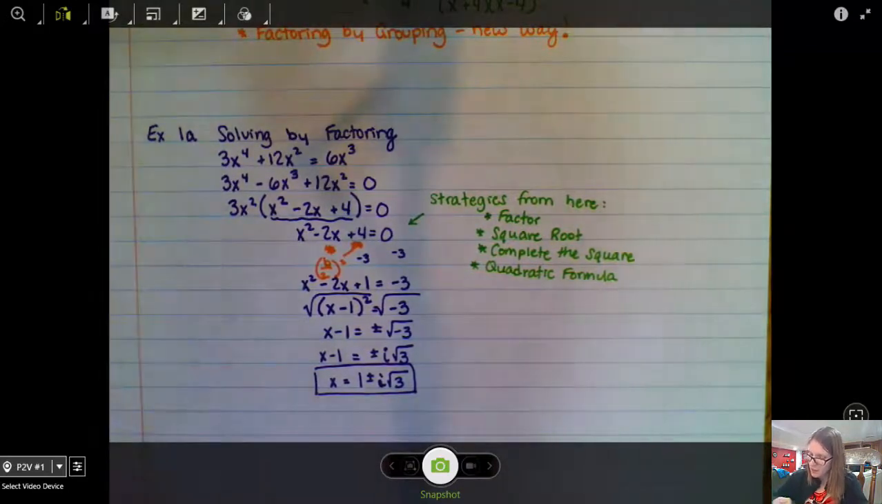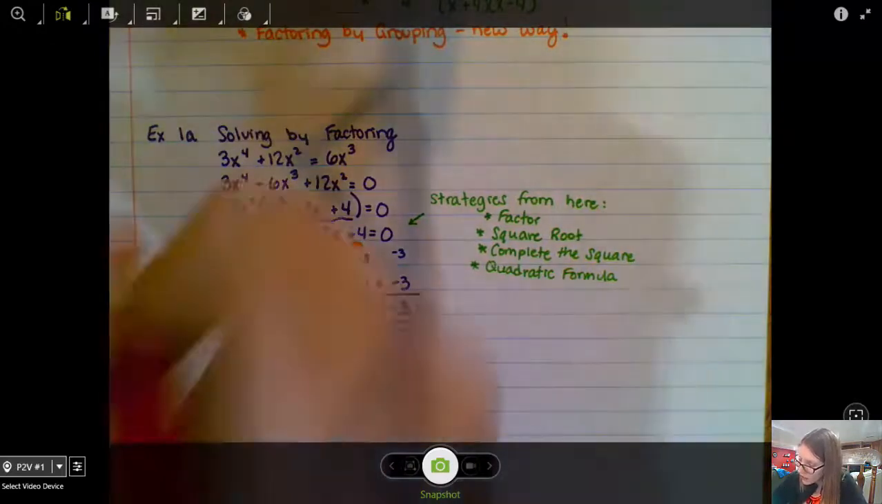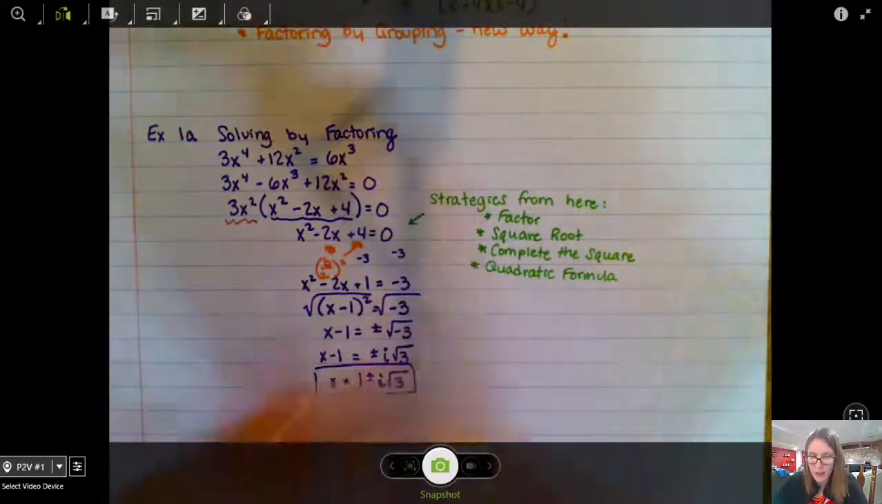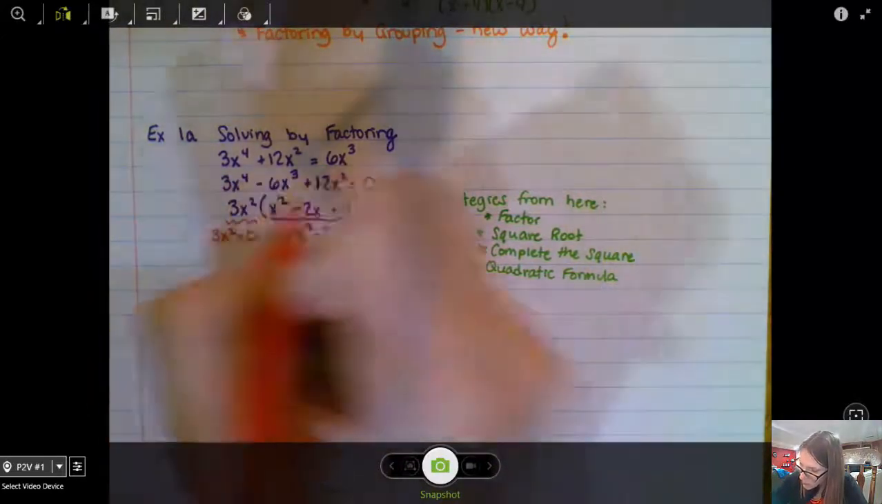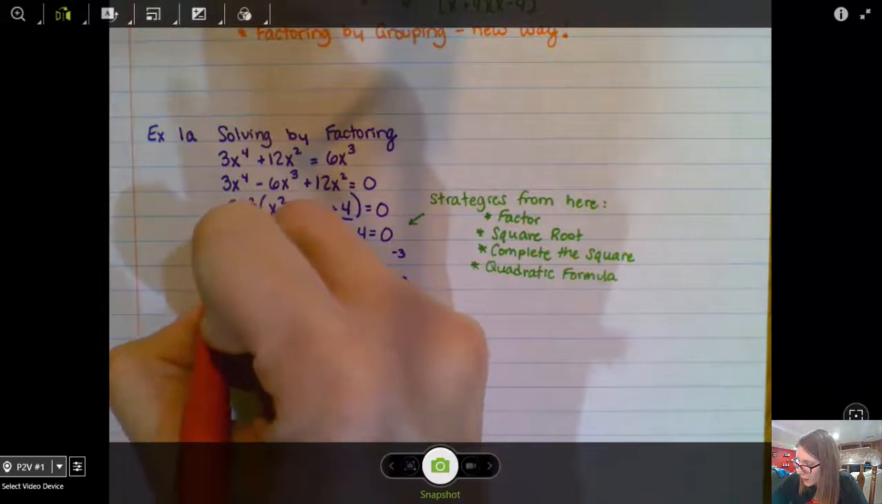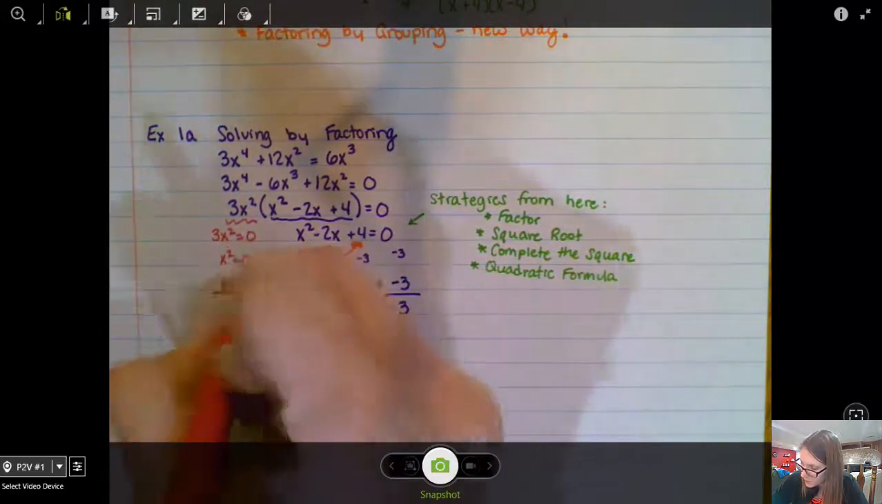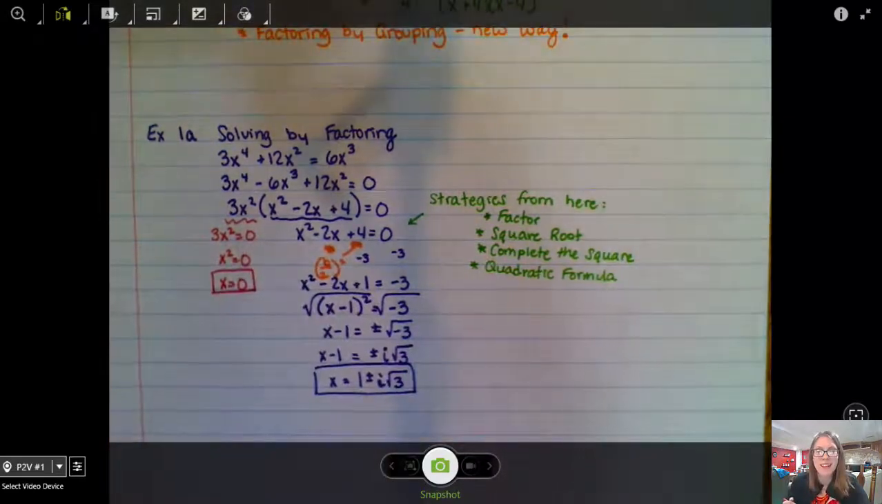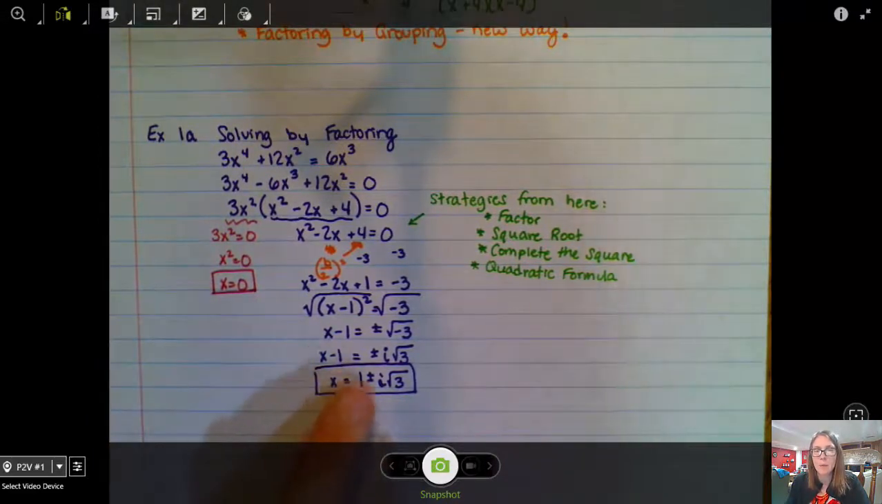But then we also need to see when is our other factor here, when is 3x squared equals 0? We'll divide both sides by 3. x squared is 0, so x is 0. So that part was a lot easier to deal with. So we end up with our solutions here. x is 0, and then x is 1 plus or minus i square root of 3.